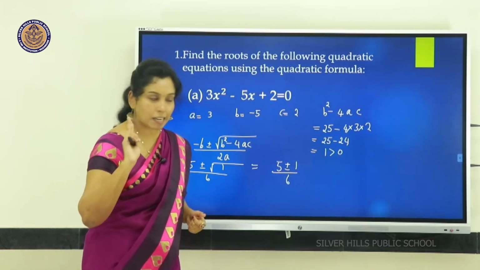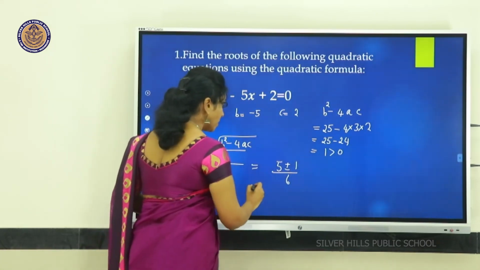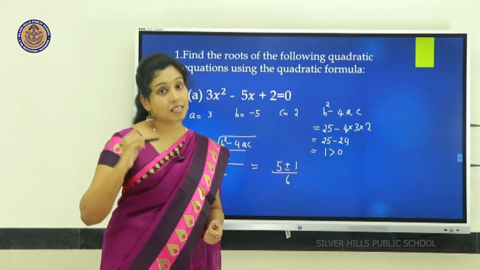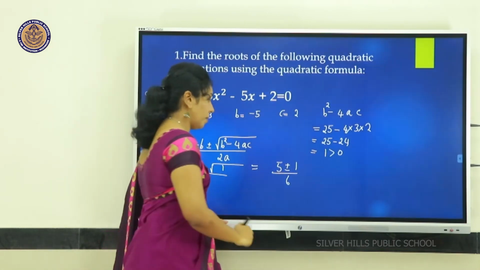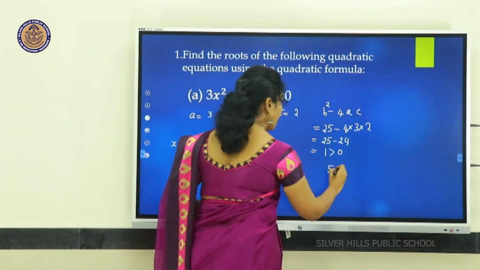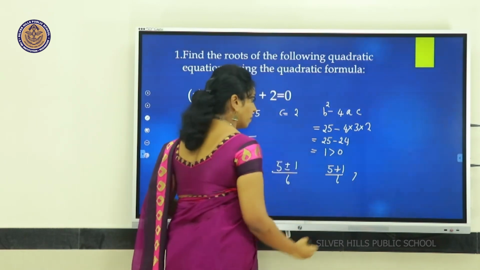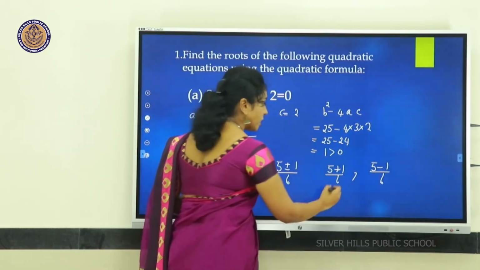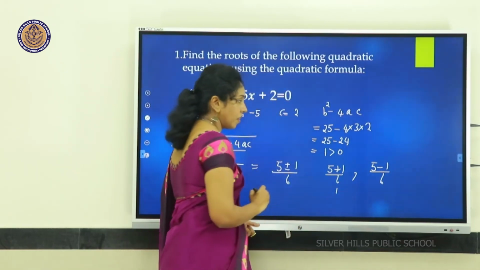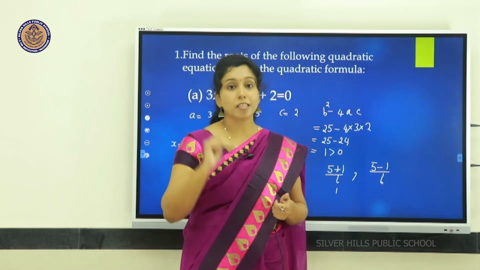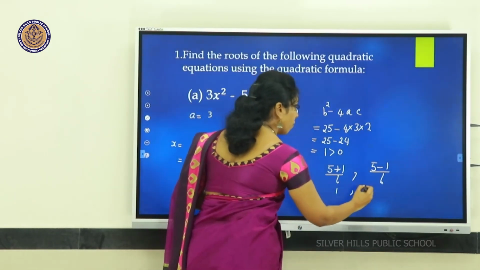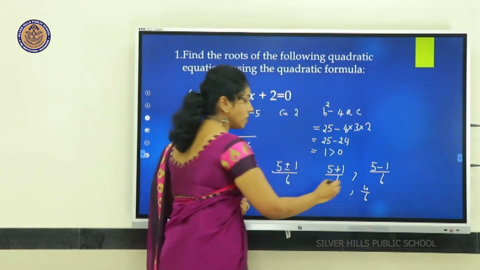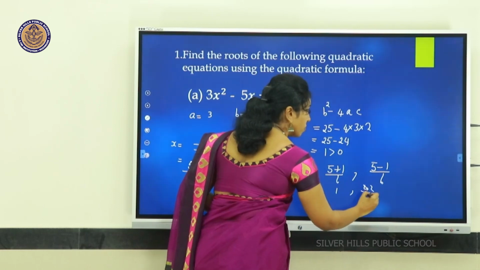So you can split it as two values. One is 5 plus 1 by 6, and what is that? 6 by 6, that is 1. And one more thing, 5 minus 1 by 6. 5 plus 1 by 6 is 6 by 6, which is 1. 5 minus 1 by 6 is 4 by 6, which when you simplify further, 4 by 6 is the same as 2 by 3.